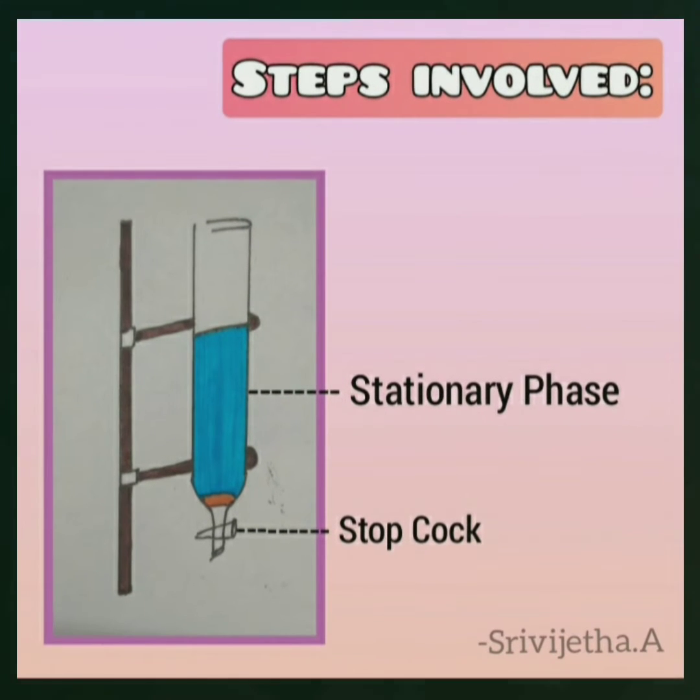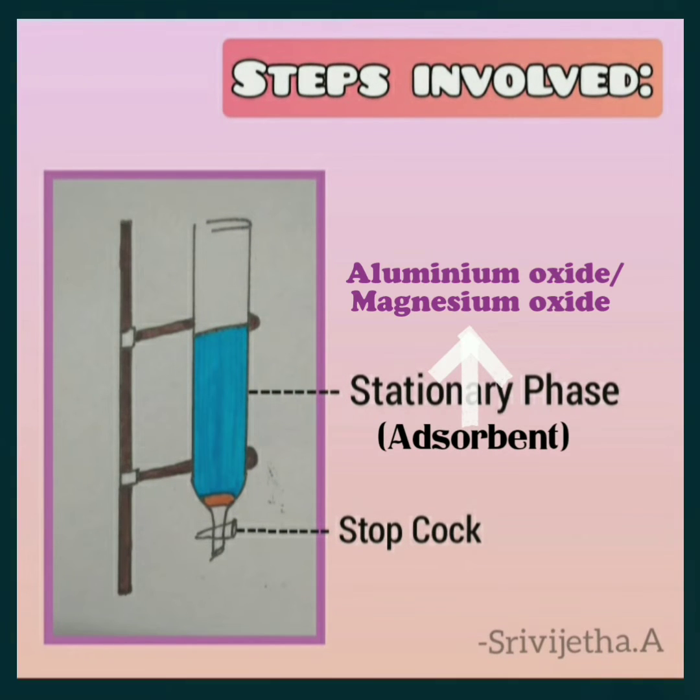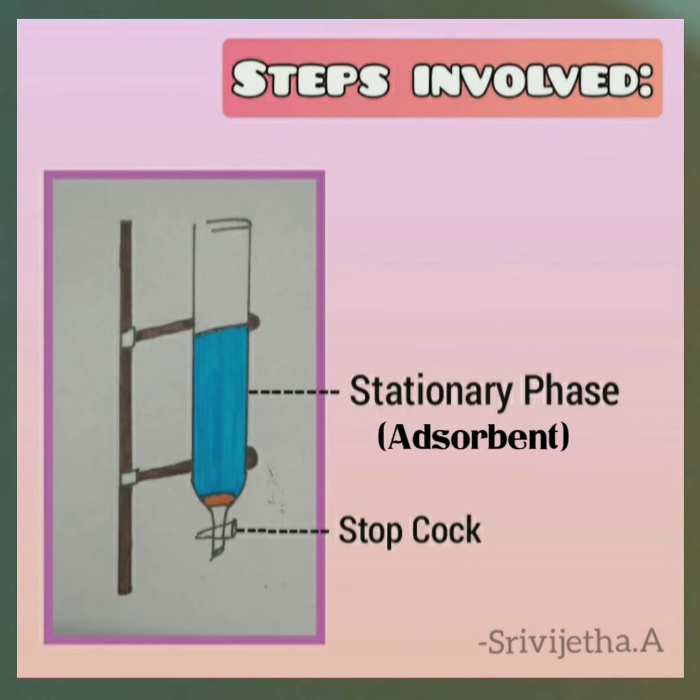Now what is this adsorbent? It is nothing but activated aluminum oxide or magnesium oxide, or sometimes starch is also used. As we are using an adsorbent, column chromatography is a technique based on the principle of differential adsorption.